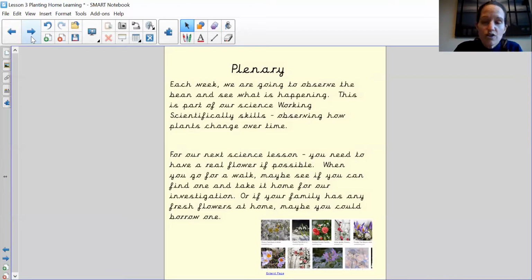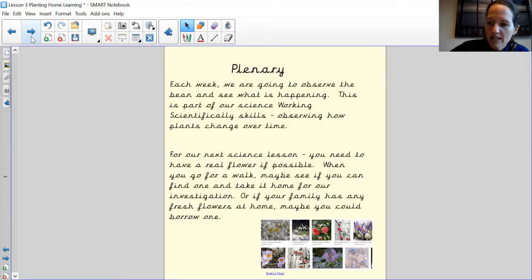Don't worry if you don't have one or if you can't find one. I know there's a few winter flowers out there. They're quite small, but that's fine. All you need is just a little flower with some petals. If it can have a leaf, that's great. But if not, or just little leaves, that's okay. So if you can get a flower for the next science lesson, that'd be great.